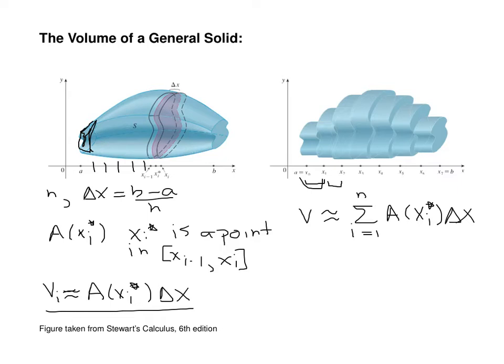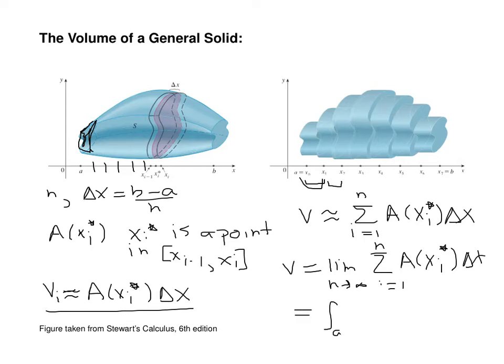To get the exact volume, you take the limit as the number of slices increases to infinity. So the exact volume will equal the limit as n goes to infinity of that expression above. And if you remember your Calculus 1, this, by definition, is an integral: the integral from a to b of A of x dx. So a is where your slices begin, b is where your slices end, and A of x is the area of a general cross-section.